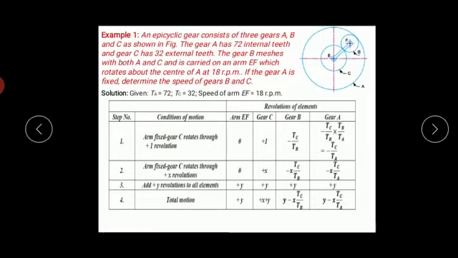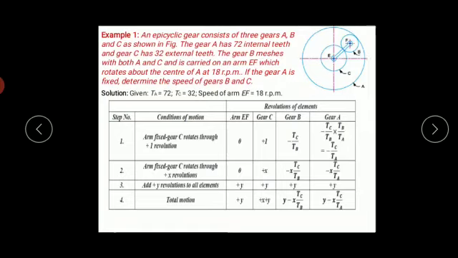Now we are required to give plus x revolutions to the gear C, or we are required to multiply the first row in the table by plus x. So arm EF is 0 again, gear C is x, gear B is minus x Tc by Tb, gear A is minus x Tc by Ta. The next step is we are required to add plus y revolutions to all the elements, and the final step is to add the motion. The total motion is: for arm EF it is y, for gear C it is x plus y, for gear B it is y minus x Tc by Tb, and for gear A it is y minus x Tc by Ta.